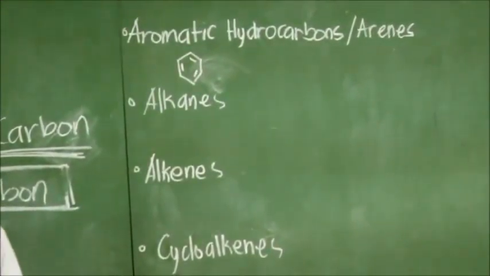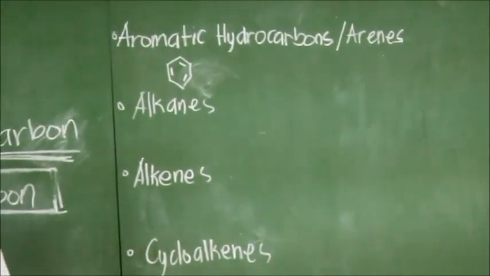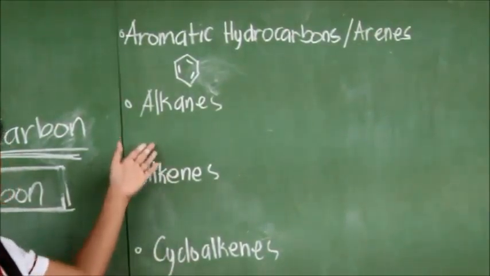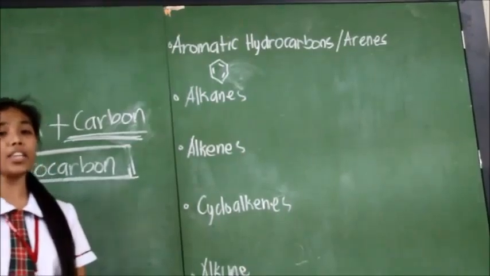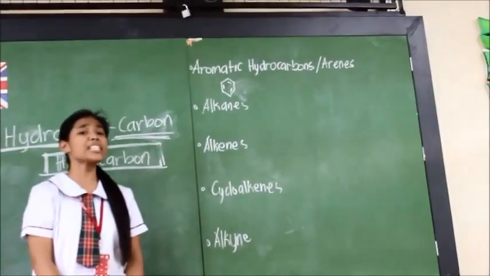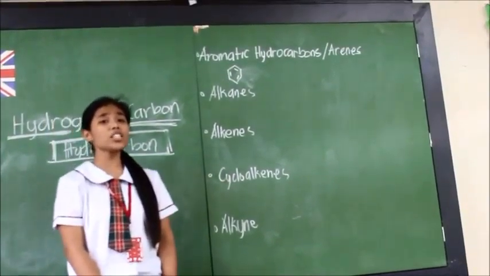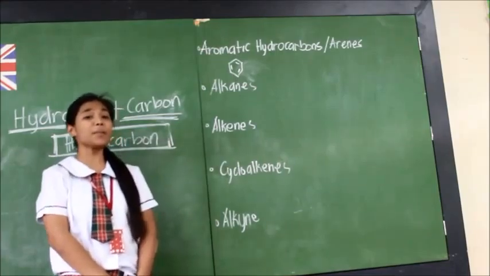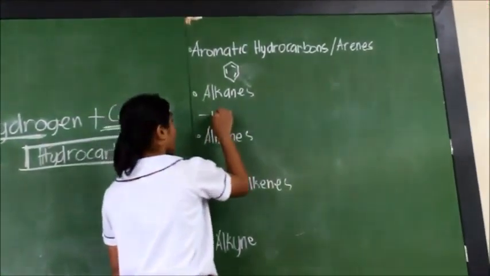The term aromatic was assigned simply because many of the compounds have a sweet or pleasant odor. For the second one, we have the alkanes. Alkanes are saturated hydrocarbons. Saturated hydrocarbon simply means that it is a compound without double or triple bonds. The simplest possible alkane is methane, which is CH4.